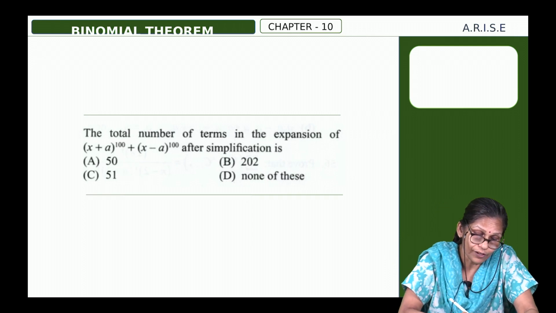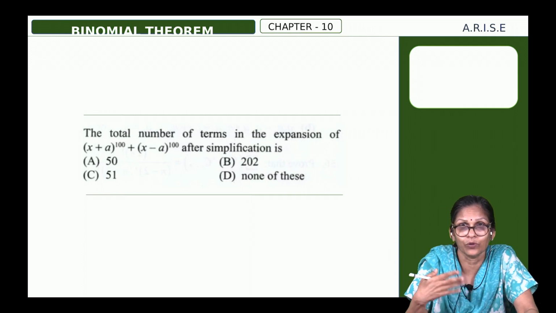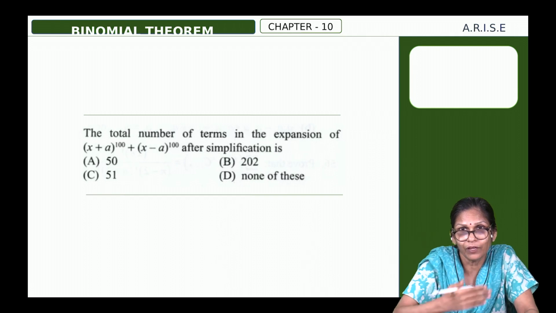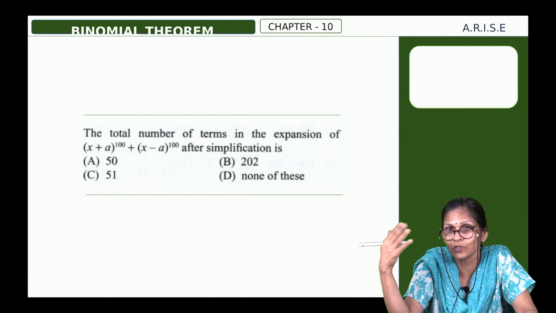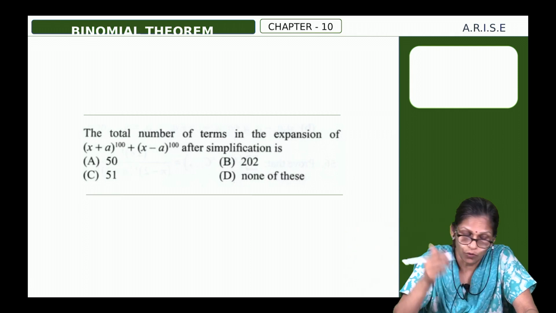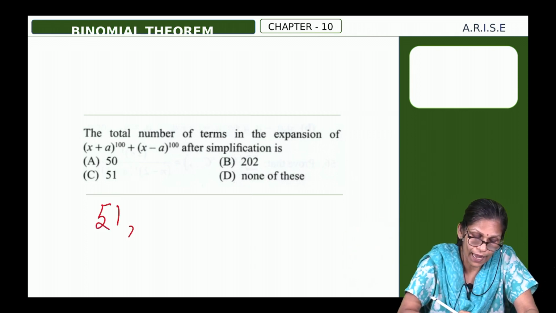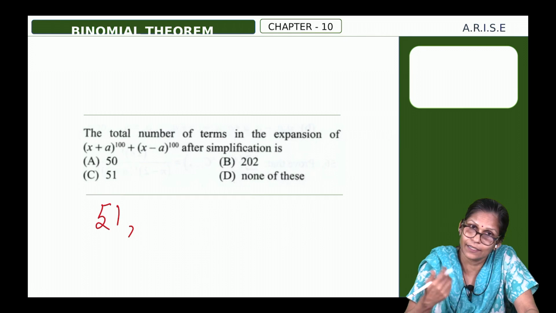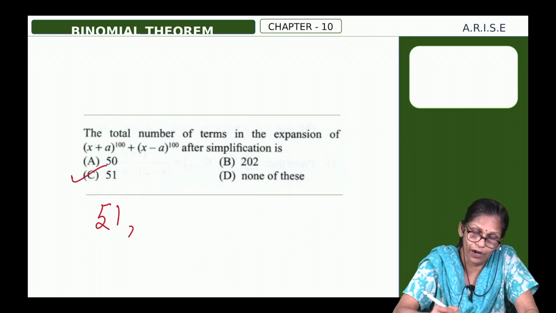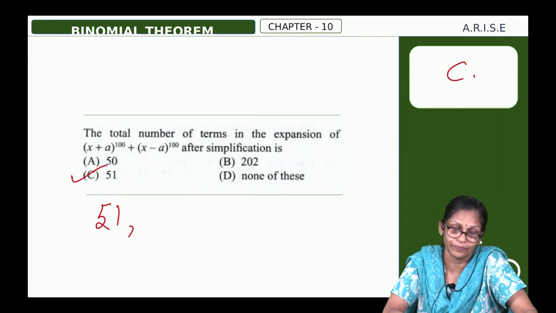Look at this. The first term itself is a term that is going to get added. So, from the first term, the first, third and so on, all those terms are going to get added. So, 51 terms will get added and 50 will get cancelled. So, how many terms will be there in the final answer after cancellation? 51. Option C is your answer.